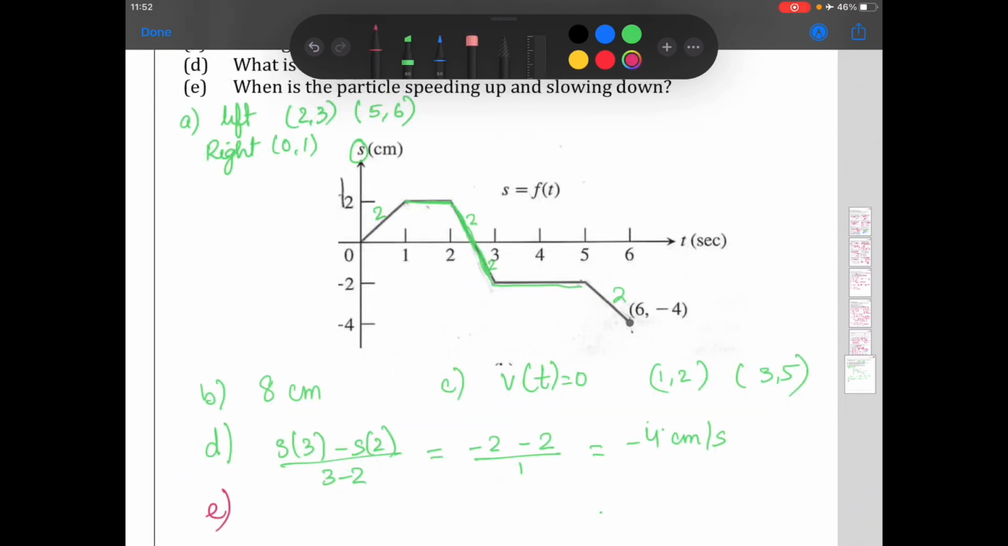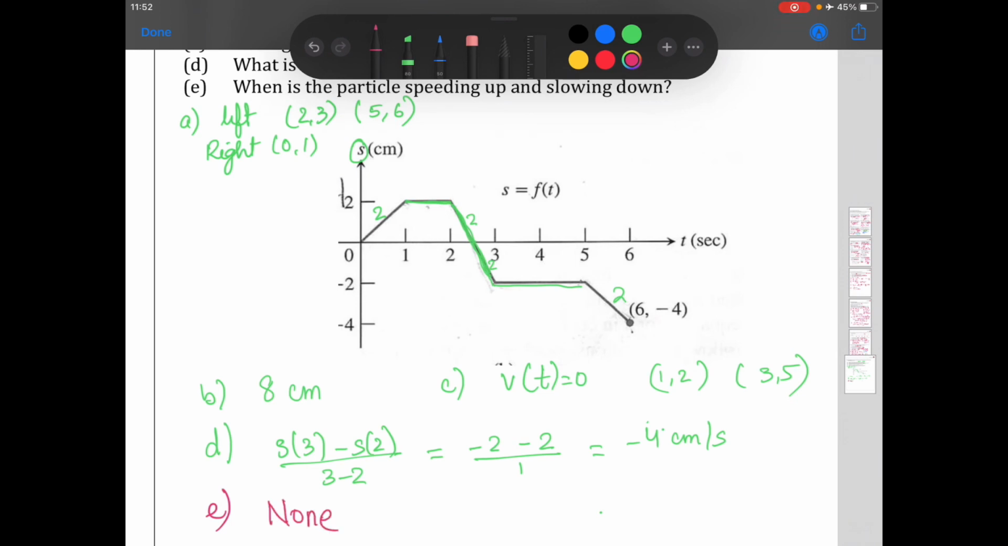Last part, E. When is the particle speeding up and slowing down? So okay, remember that first of all, there are two things to look at. This question is usually asked if your velocity graph was given, right? Then only you could determine your acceleration. Here, this is your position graph. So basically, it would be none.